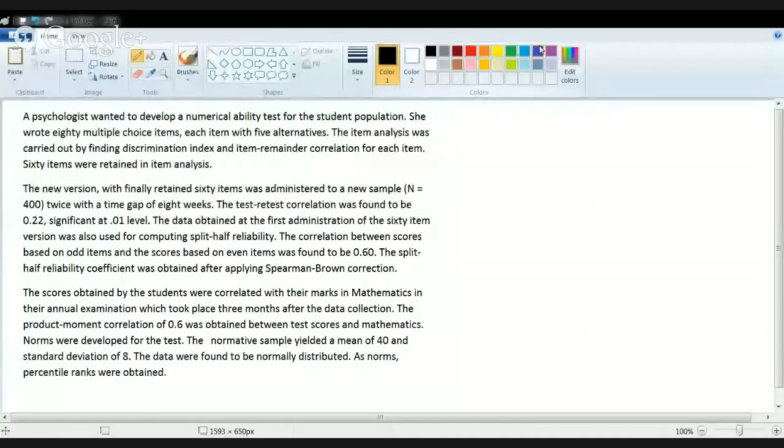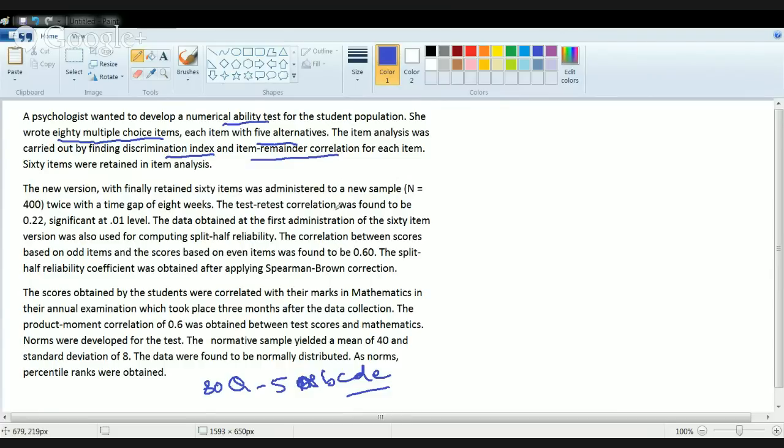So the examiner here tries to explain that psychologists want to develop a numerical ability test with 80 multiple choice questions which have 5 items. So there are 80 questions and each has 5 alternatives. So it's A, B, C, D, E. Okay. Now he tries to find out the discrimination index and item remainder correlation. So 60 items were retained after item analysis. Now these 60 were administered to a new group of 400 students or 400 people 2 times in 8 weeks. So one today and one after 8 weeks.